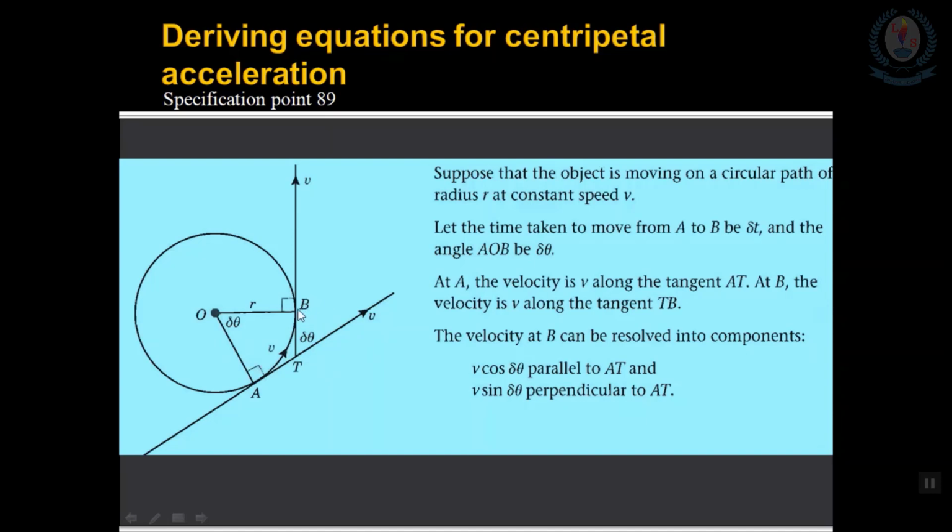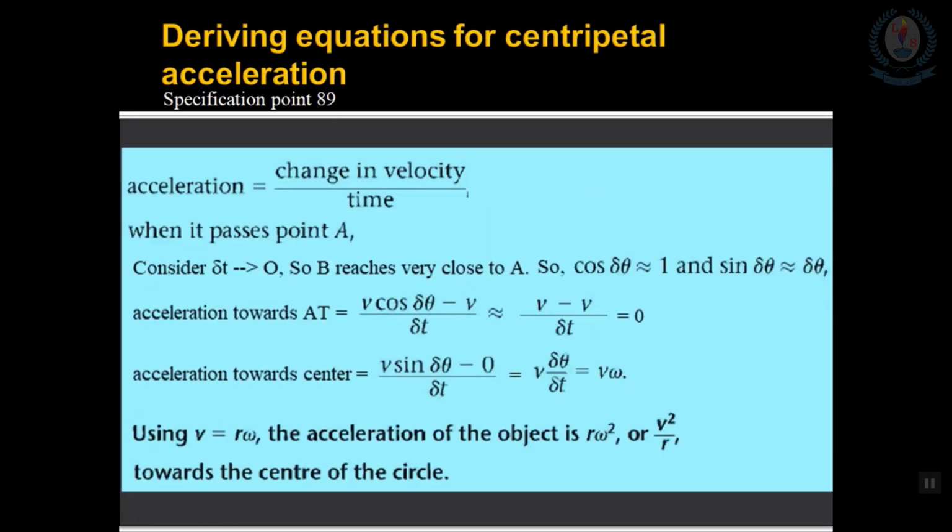Before moving on forward, I'll tell you about this speed v at B. I can resolve it towards delta theta. Then I would get what? v cos delta theta, which is parallel to AT. v sin delta theta, which is perpendicular to AT. If this B is very close to A, that is also towards the center. Now there is a small mathematical concept. That is, if delta theta is very small, cos theta will be almost equal to 1, and if delta theta is very small, sin theta is almost equal to delta theta.